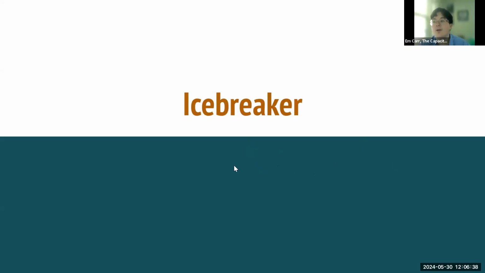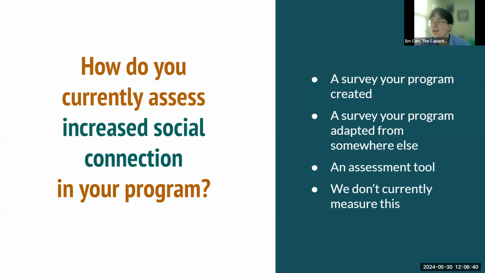Thank you. We're going to do a quick icebreaker. So if people want to share in the chat, I'm curious, how do you currently assess increased social connection in your program? These are some potential response options. Do you use a survey that your program created, a survey you adapted from somewhere else, an assessment tool? Do you not currently measure this? Is it not something that you worry about? So let me know, how do you currently assess increased social connection?